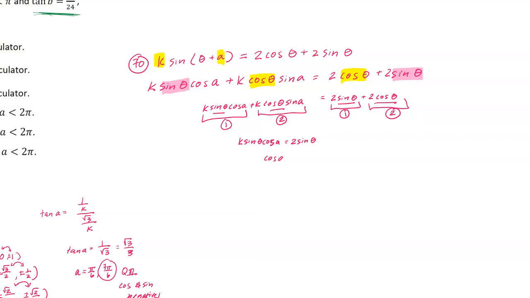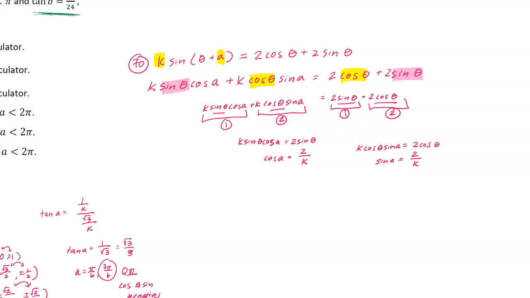So I have cosine of A equals 2 over k. And then I have k cosine theta, sine of A equals 2 cosine theta. And then I end up having sine of A equals 2 over k. Okay, now we have to figure out what k is.